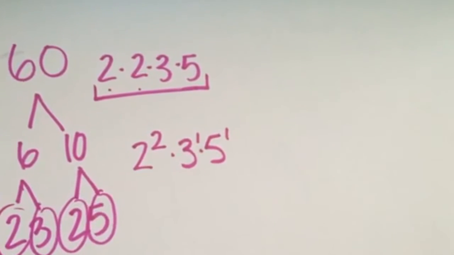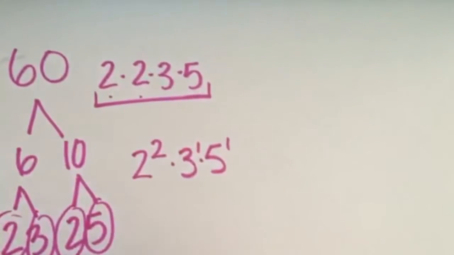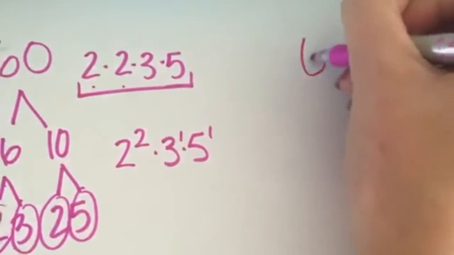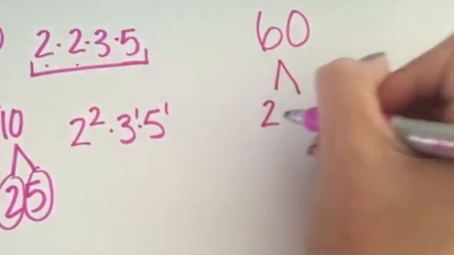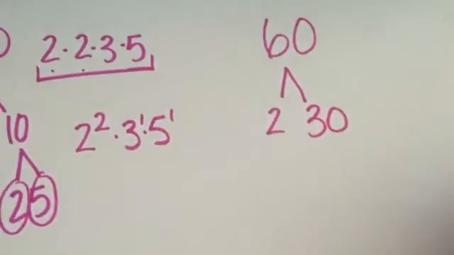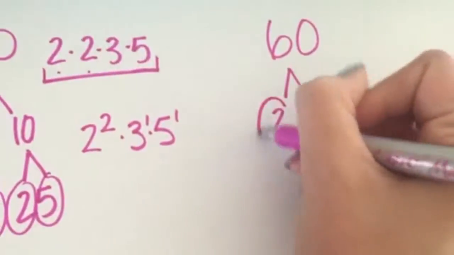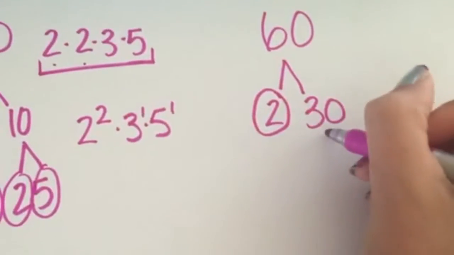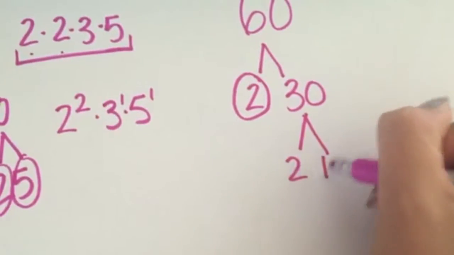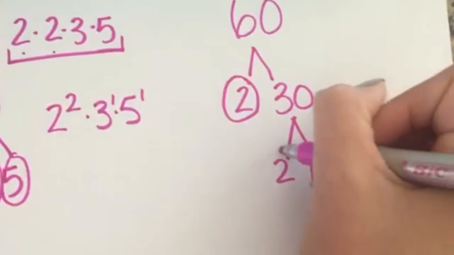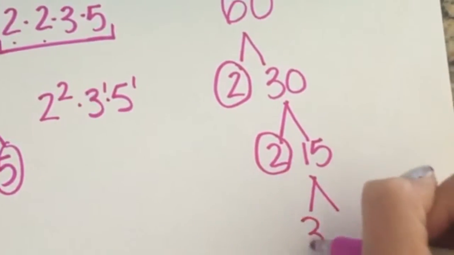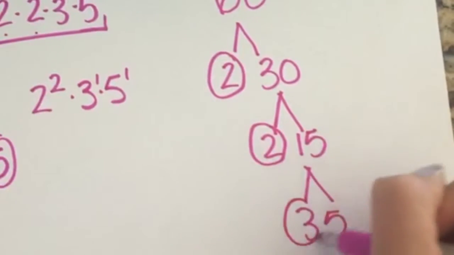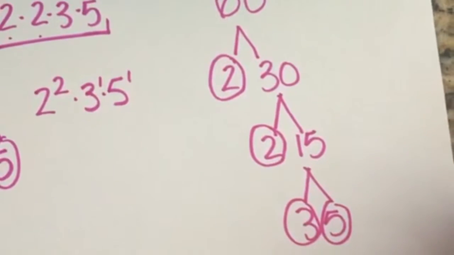There's another way to factor 60. So let's look at the other way to factor 60. 2 and 30 are also factors of 60. 2 is prime, so we'll circle that. 2 and 15 are factors of 30. Again, 2 is prime. And 3 and 5 are factors of 15, so we will circle them.